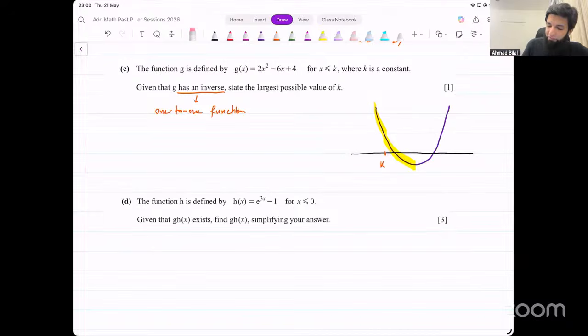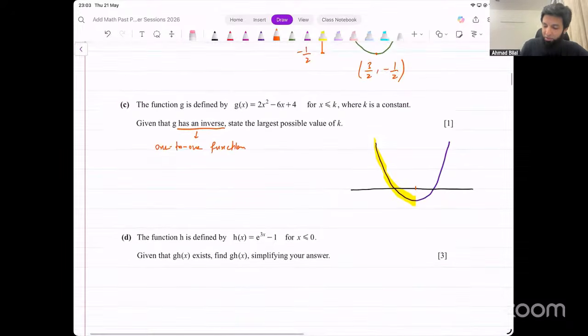If you go any further than the turning point, then it will no longer be one-to-one because then you can draw this horizontal line that cuts the graph at more than 1 point. It will not be one-to-one. You can only go up to the turning point. So what's the value of k here? At the turning point, what's the x coordinate of the turning point? It's 3 over 2. That will be the largest possible value of k. You would say the largest possible value of k is 3 over 2.